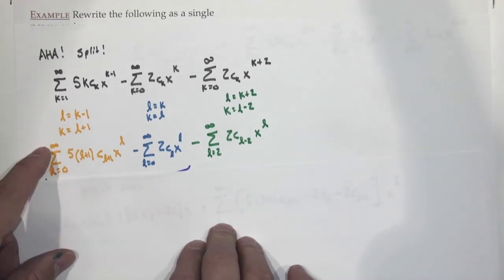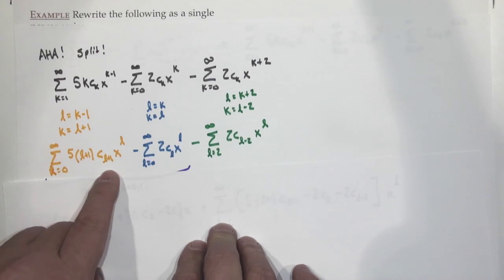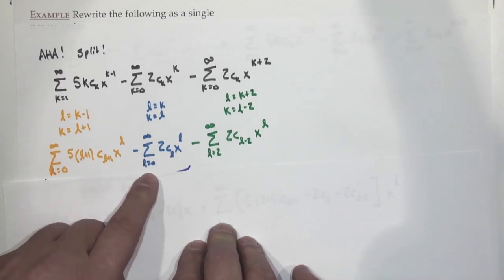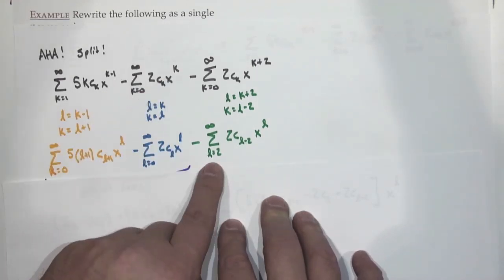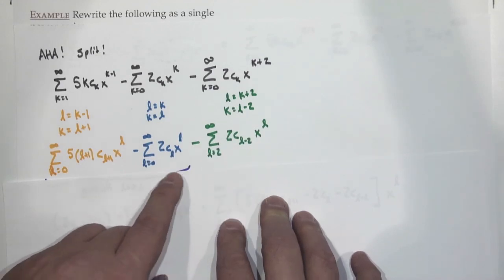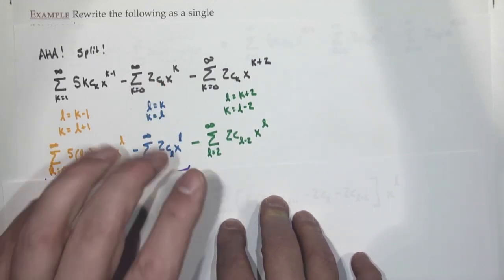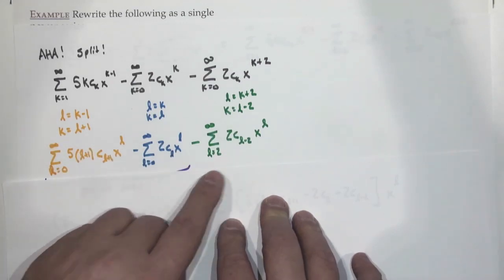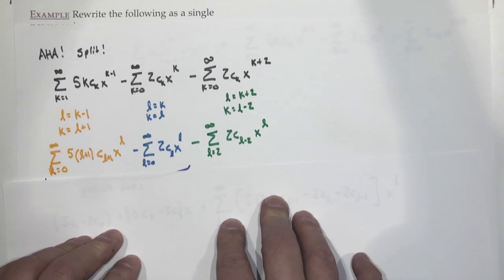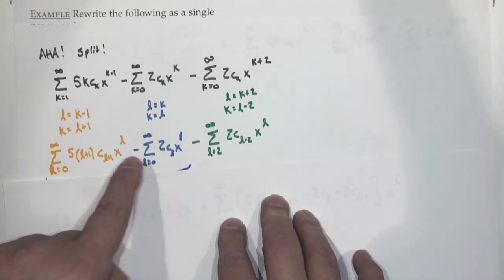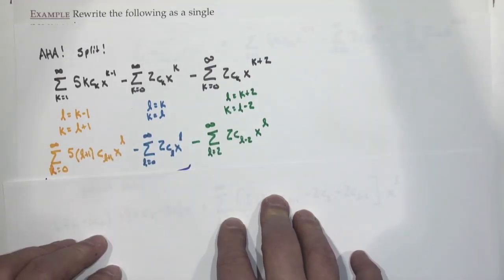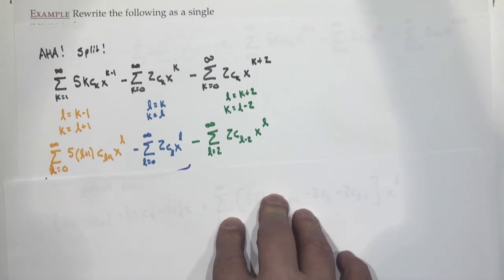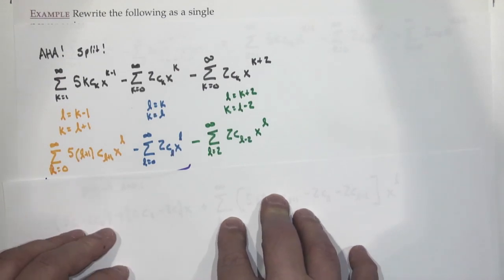So the sum from 0 to infinity, 5 times L plus 1 times c sub L plus 1 x to the L, minus the sum from 0 to infinity, 2c sub L x to the L, which actually is very easy to just copy, minus the sum from 2 to infinity, 2c sub L minus 2 x to the L. Now you might say, did we really have to change this? I like to just make sure all my things look the same. Okay, everything looks like x to the L. By the way, there's nothing special about L. It's just the letter of the alphabet that came after k. So don't get too caught up on like, oh, it's a j. What am I going to do? It's a letter. You'll survive.